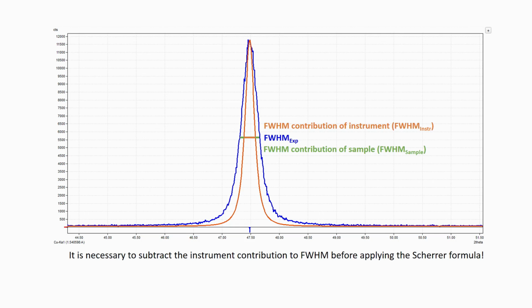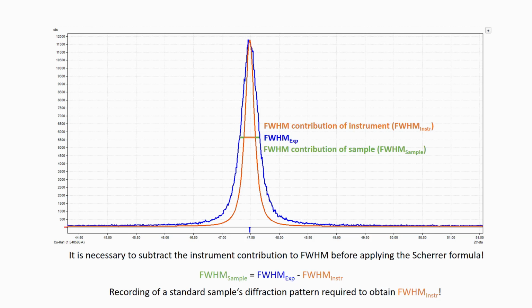It is necessary to know the instrument contribution to peak broadening before applying the Scherrer formula. In the end, you have to subtract the contribution from the instrument from the peak width determined in the experiment in order to obtain the sample width. This means that you have to create a so-called instrumental standard before you can use this Scherrer formula for the calculation of the crystallite size.